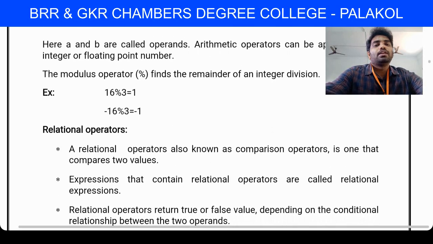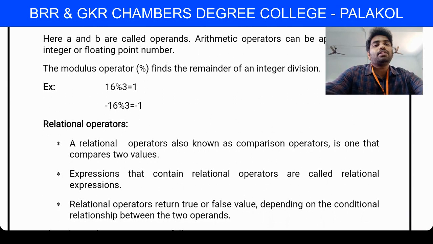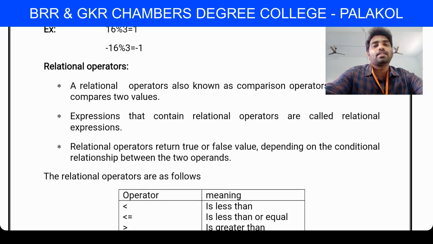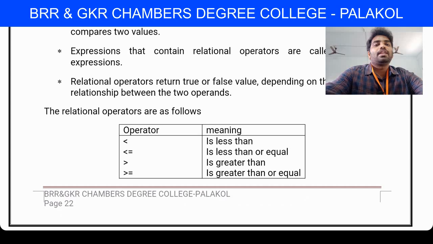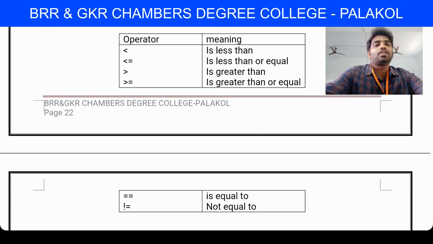Next one, relational operators. Relational operators are also known as comparison operators. They compare two values. Expressions that contain relational operators are called relational expressions. Relational operators return true or false values depending on the relationship between the two operands. The relational operators are: less than, less than or equal to, greater than, greater than or equal to, double equal to, and not equal to.